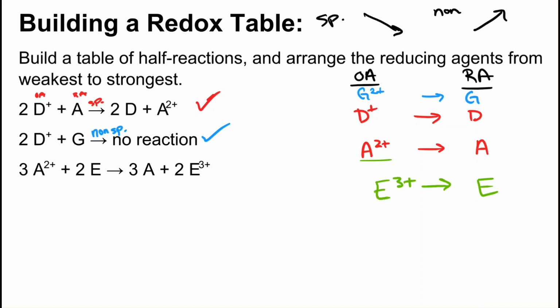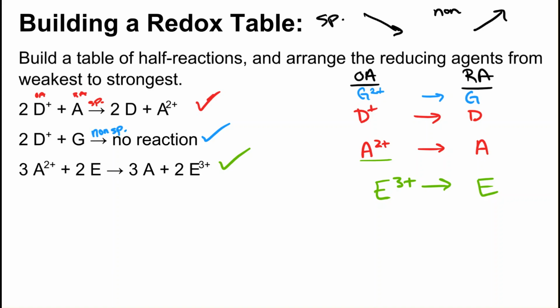Sure, whatever, no problem. So when I look at this, here's our table of half reactions. Let's just go back through here and make sure it makes sense. D plus and A make a downhill reaction. Good. D plus and G make an uphill reaction. Good. A2 plus and E make a downhill reaction because it's spontaneous. Good. Everything makes sense. Everything fits here.